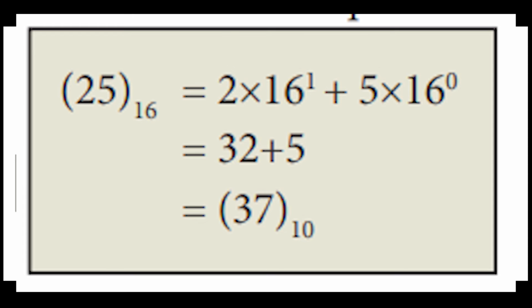25 means 5 into 16 power 0. 16 is the base value for any hexadecimal number. So here we are multiplying it with the base value to the power of its position. In the 0th position, 5 is there, so 5 into 16 power 0. In the first position, 2 is there, so 2 into 16 power 1. So the value is 32 plus 5, 37. Right? So that's all. This is the small decimal conversion.